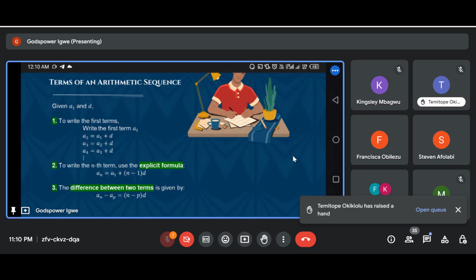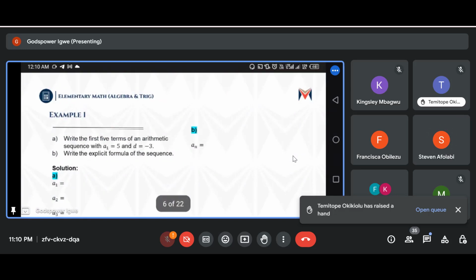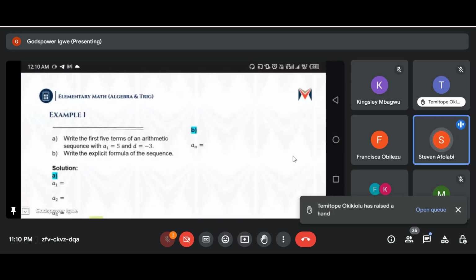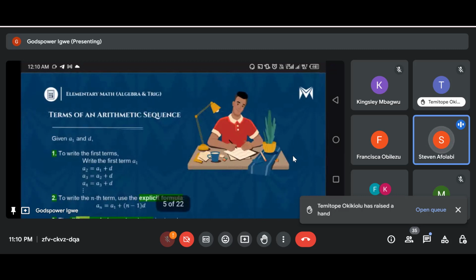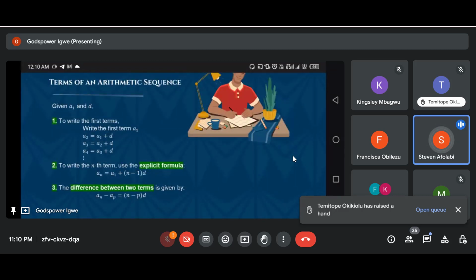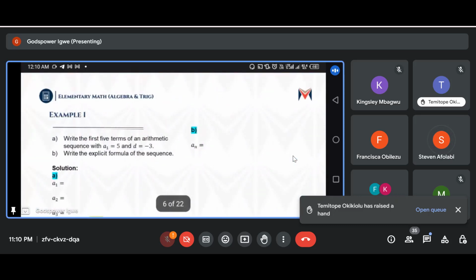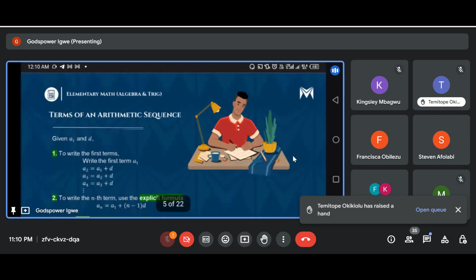So how did you get minus 3 there? How did you get your minus 7? n minus 1 is equal to 4. 4 times minus 3 is equal to minus 12, plus the first term, which is 5. That's equal to minus 7. Wait, calm down and tell us now. How did you start it?